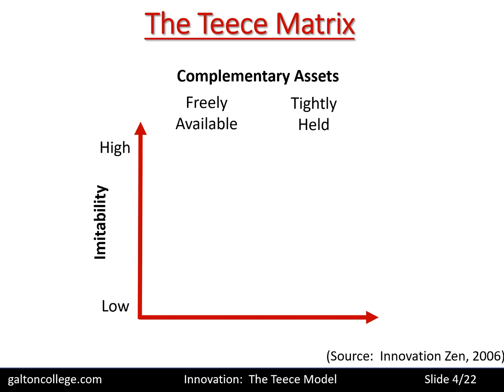And on the horizontal axis, under complementary assets, we've got freely available and tightly held. Freely available, as the term suggests, means it's quite easy to set up in business and start producing this particular product. The know-how is easily accessed. The raw materials, the machinery, the expertise, freely available. It's not protected by, let's say, copyright or patents. It's not been protected, so it's freely available.